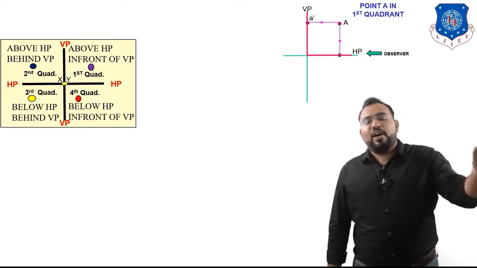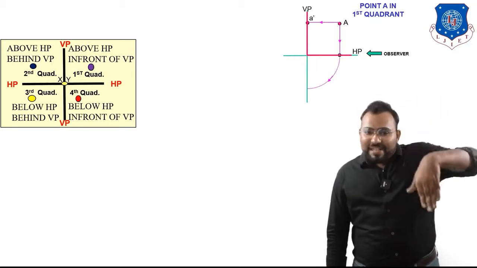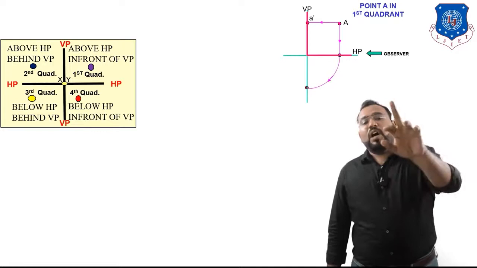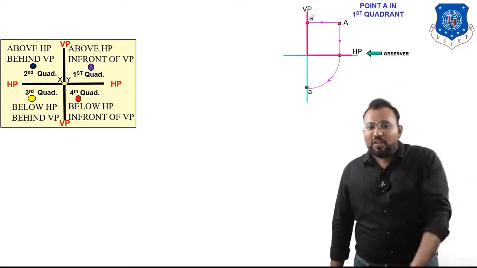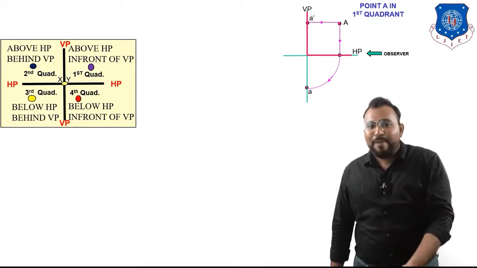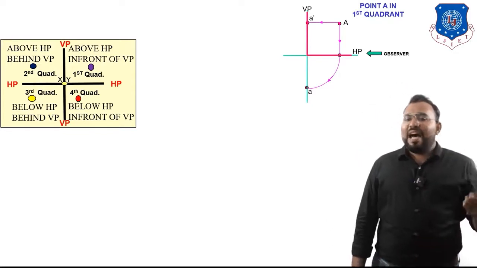So let us give a rotation of HP by 90 degrees clockwise. So yes, it will look like this. Here the top view will come and it will be a. You can see that A dash and A both are now in one single plane. Okay, so this is how we are going to do this.